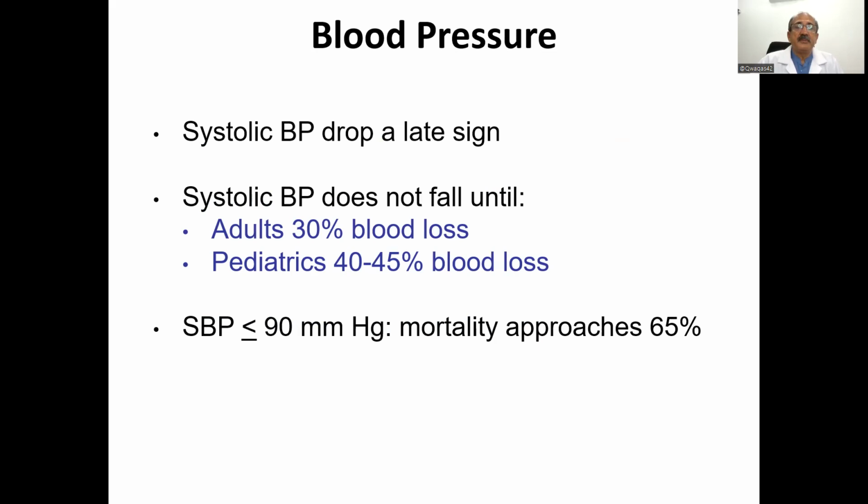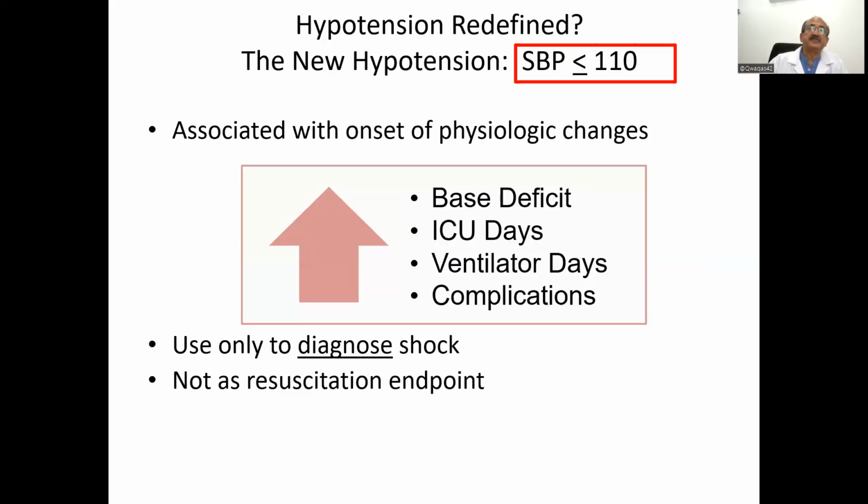Systolic blood pressure drops at a late stage. Systolic blood pressure doesn't fall until there is blood loss of 30% in adults, and 40 to 45% in the pediatric group. And systolic blood pressure less than 90 millimeters of mercury is an indicator for 65% mortality.